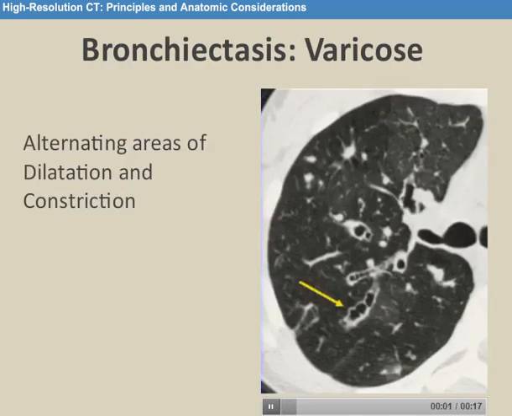The more moderate grade is so-called varicose. You look for alternating areas of constriction and dilatation, as you see here. And sometimes in bronchiectasis of any degree, you might find areas of nodularity, which may represent areas of mucoid impaction. You can sometimes figure that out by looking at prior studies.